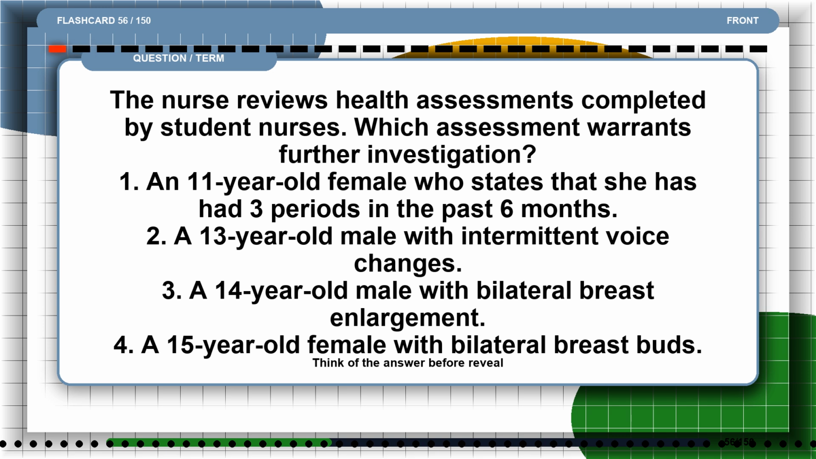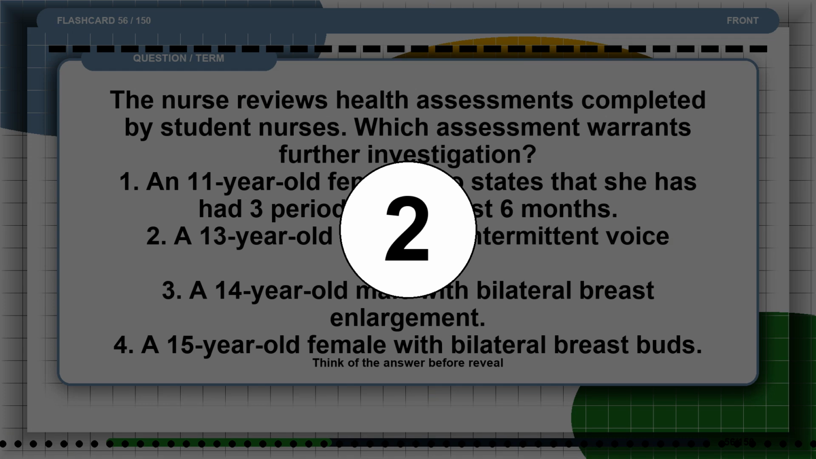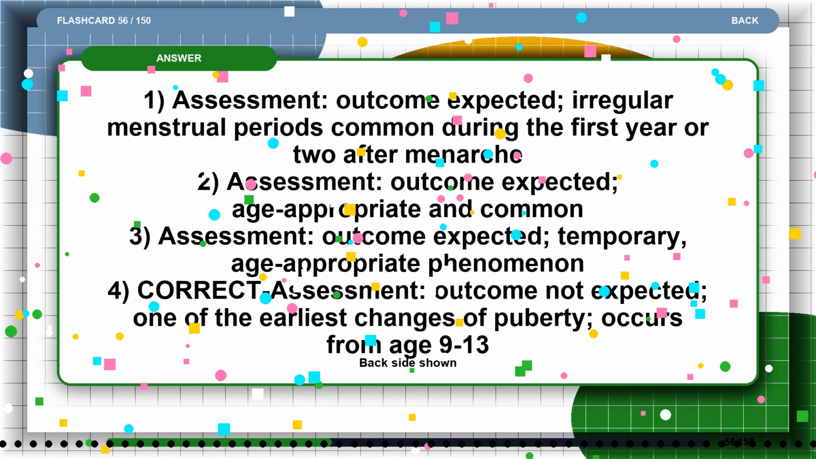Think of the answer before the reveal. The answer is 1. Assessment. Outcome expected. Irregular menstrual periods common during the first year or 2 after menarche. 2. Assessment. Outcome expected. Age appropriate and common. 3. Assessment. Outcome expected. Temporary.